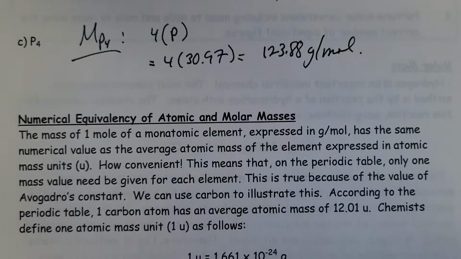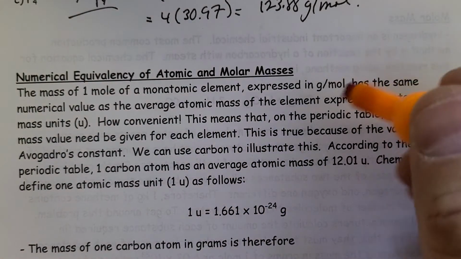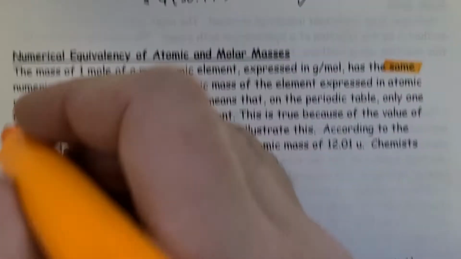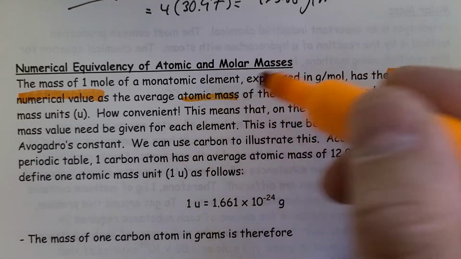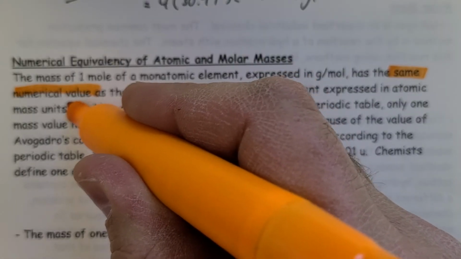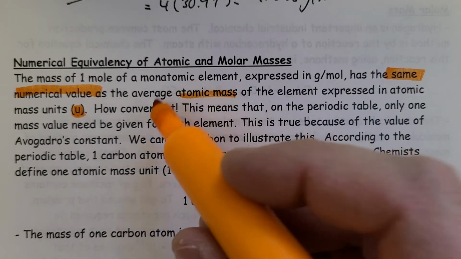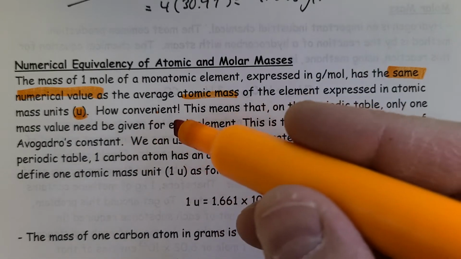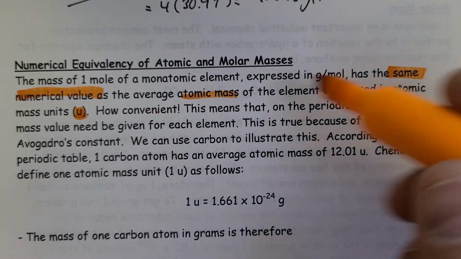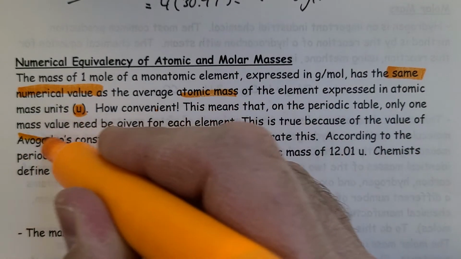So if we take a look over here, numerical equivalency of atomic numbers and molar masses: the mass of 1 mole of a monatomic element expressed in grams per mole has the same value, the same number, as the average atomic mass of the element expressed in, quite often we use a little u for units, or AMU. That would be convenient. This means that on the periodic table, only 1 mass value needs to be given for each element. This is true because of the value of Avogadro's constant.